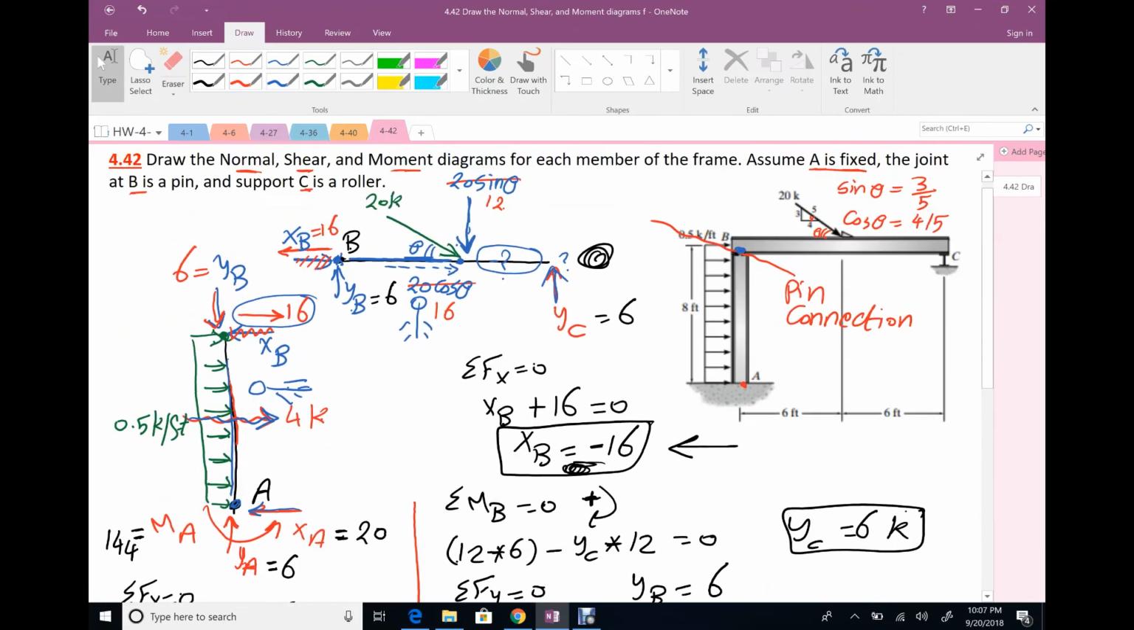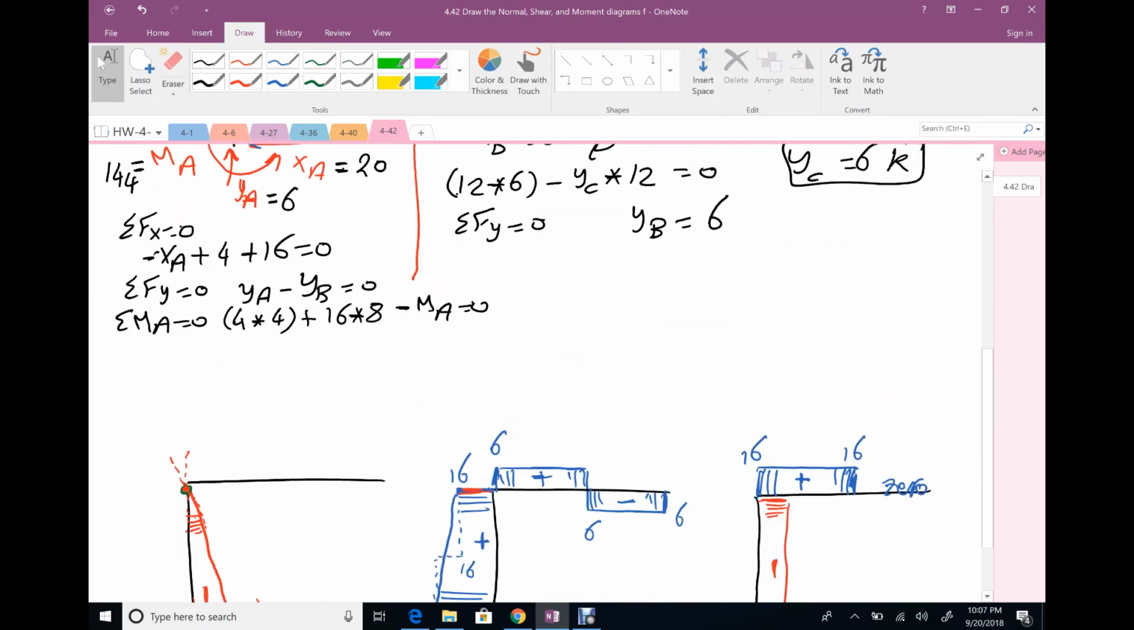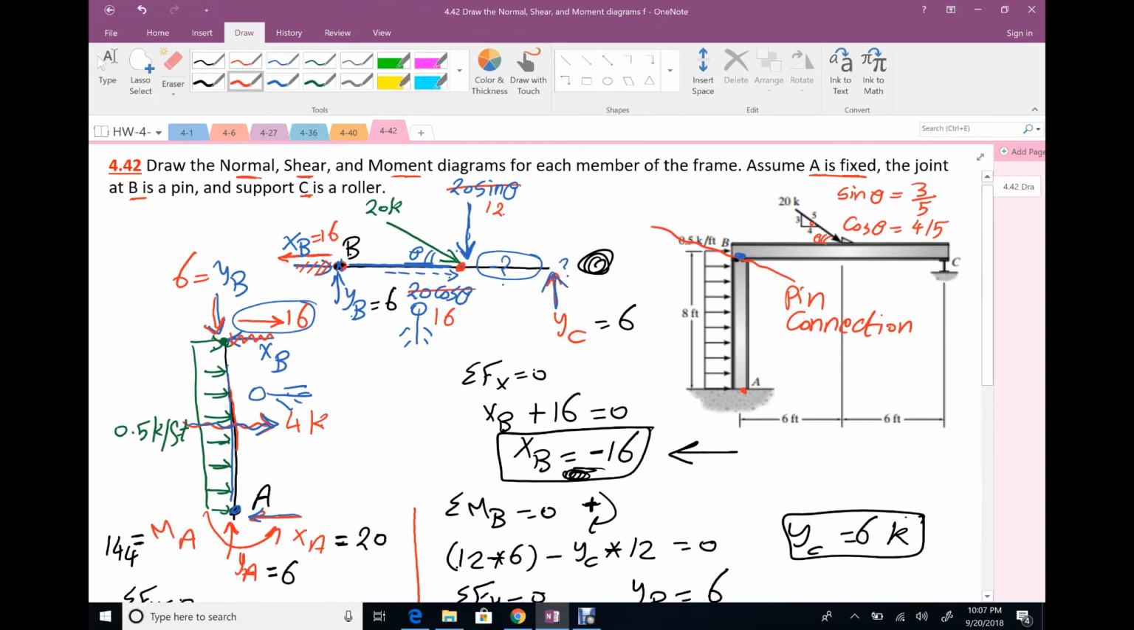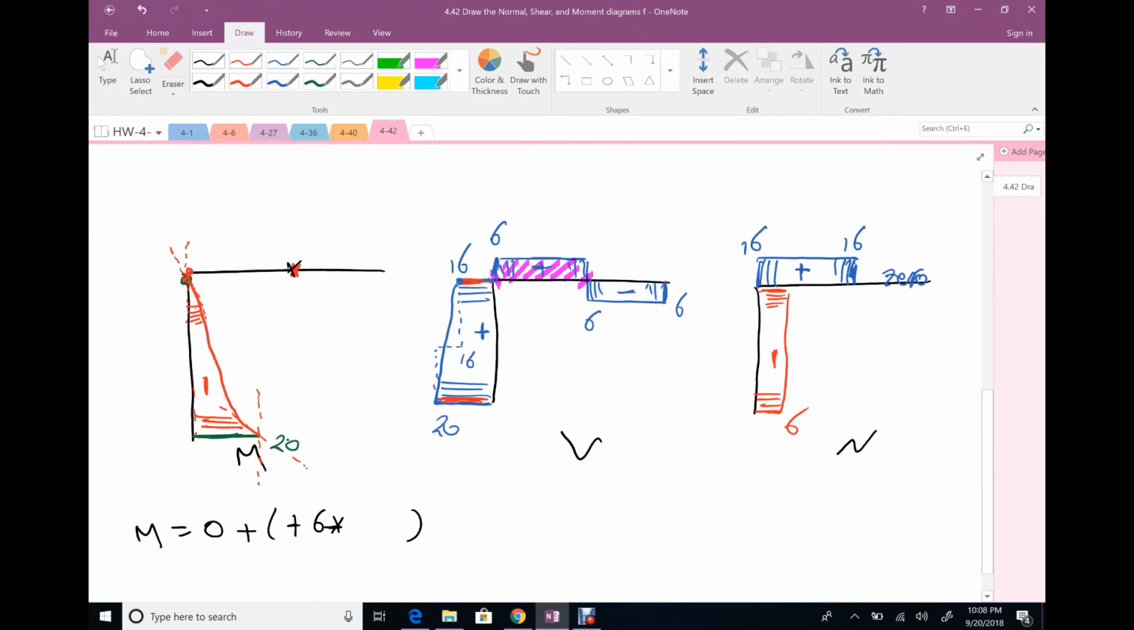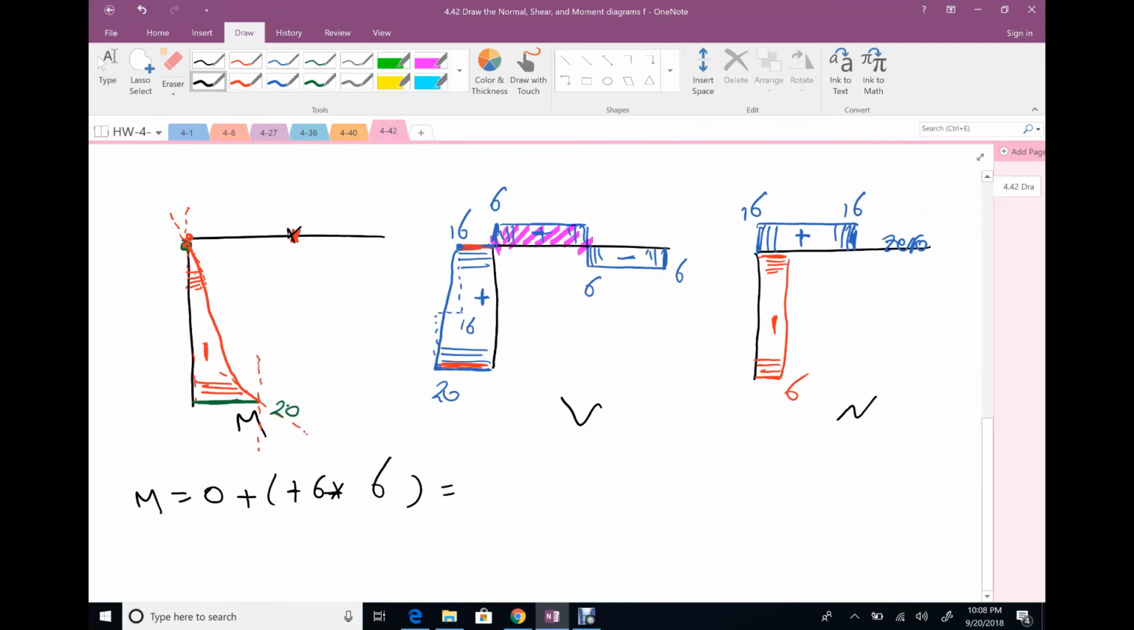For the second member, my value of moment here is 0, no concentrated moment. I'm looking for my value here at the concentrated load. We can calculate it using the shear force diagram. Moment at this location equals the previous value, which is 0, plus the area of shear in between. We have this area of shear between this point and that point, so positive 6 times the horizontal distance, which is 6, equals positive 36. So the value here is 36.